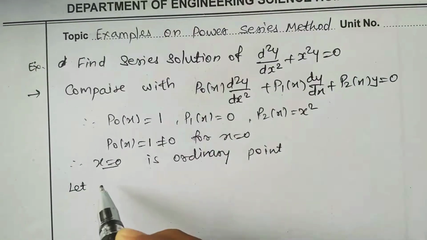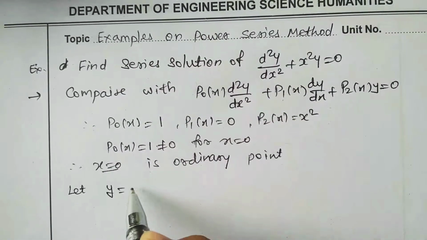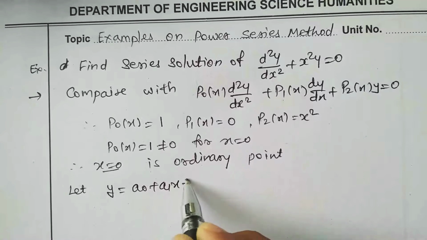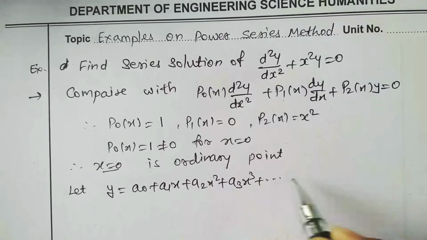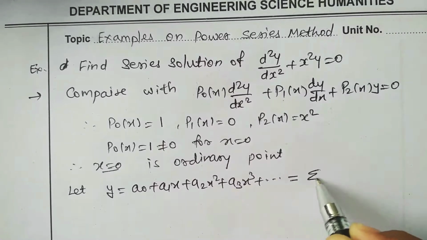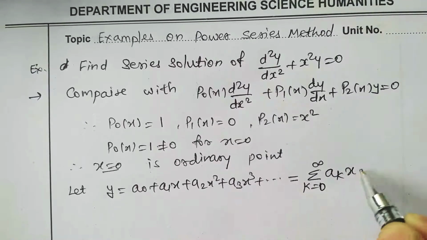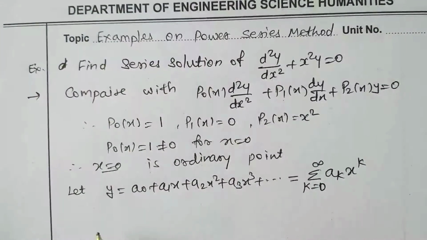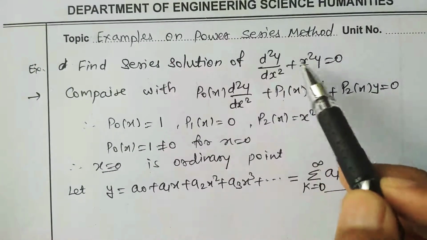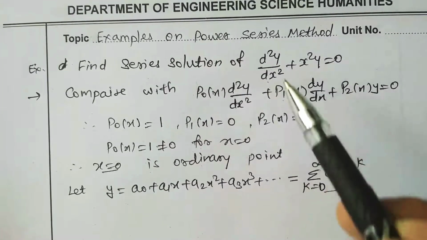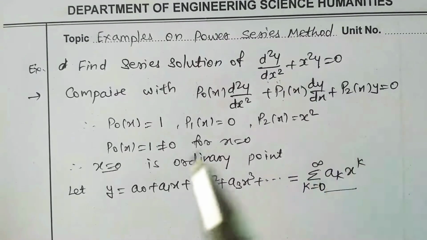Therefore, let us suppose that the solution of this differential equation is y is equals to a0 plus a1x plus a2x square plus a3 x cube plus dot dot dot. That can be written in the series format: summation k varies from 0 to infinity ak x to k. Now here this is the value of y, and the given differential equation contains the terms of y and d square y by dx square.